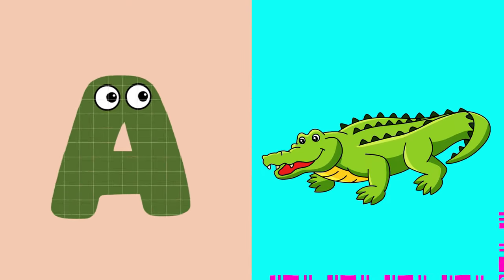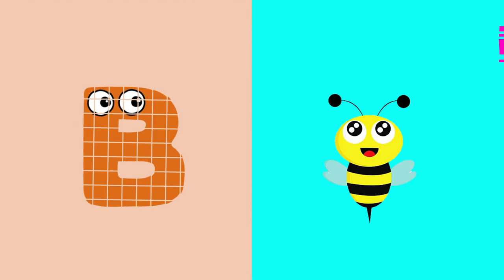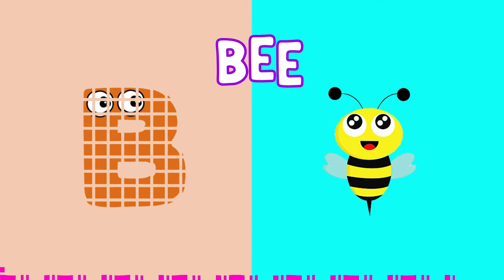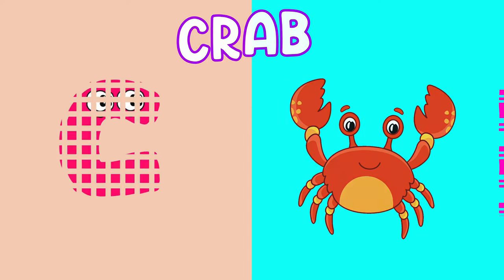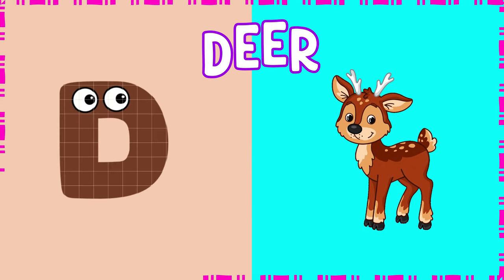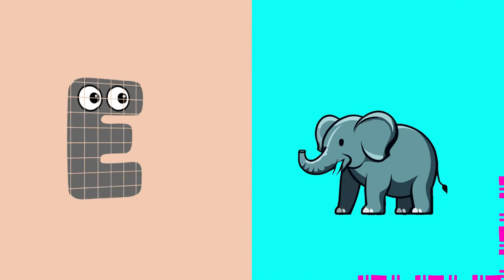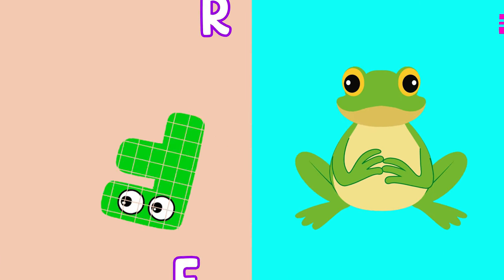A is for alligators. Gators. B is for bee. Bee. C is for crab. Crab. D is for deer. Deer. E is for elephant. Elephant. F is for frog. Frog.